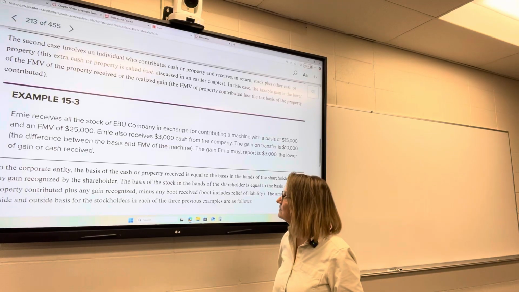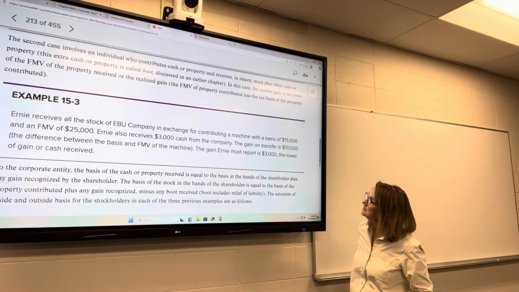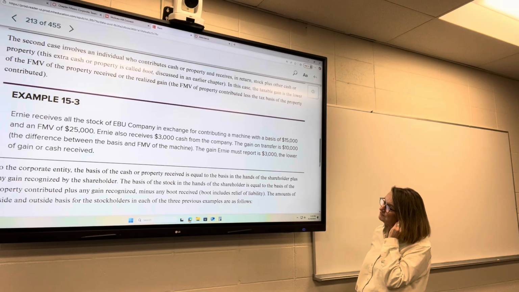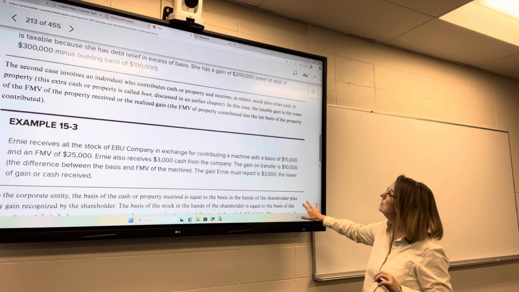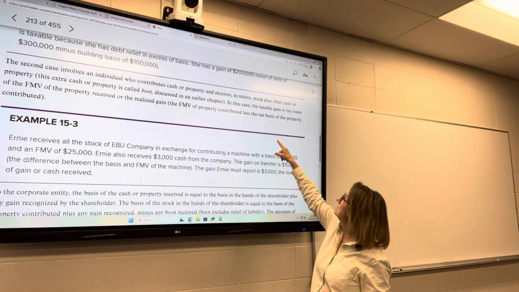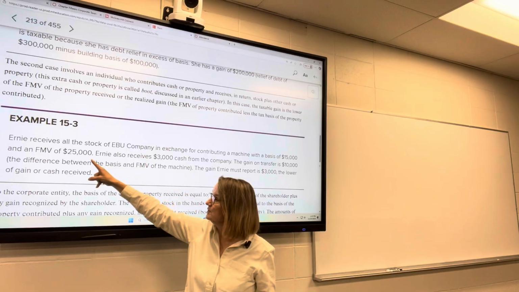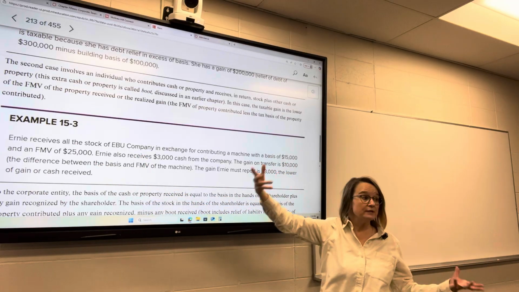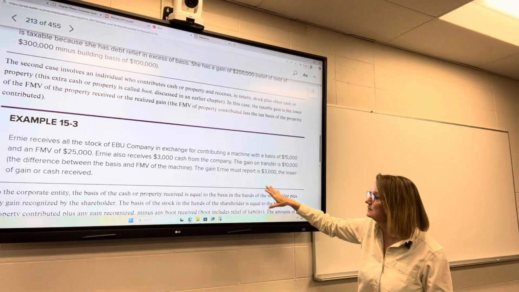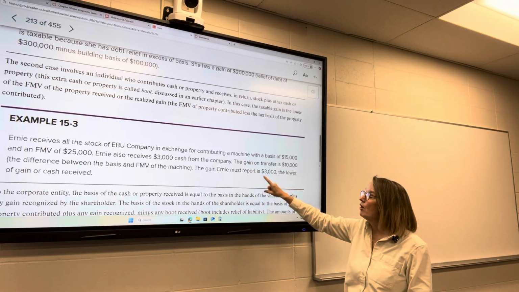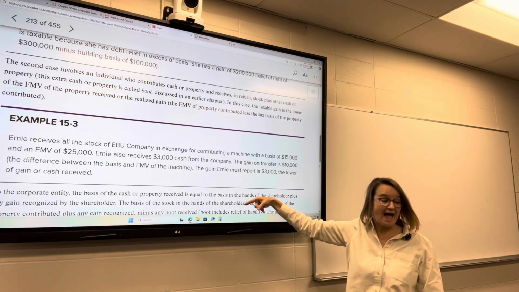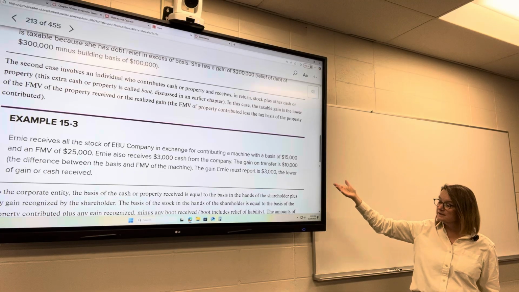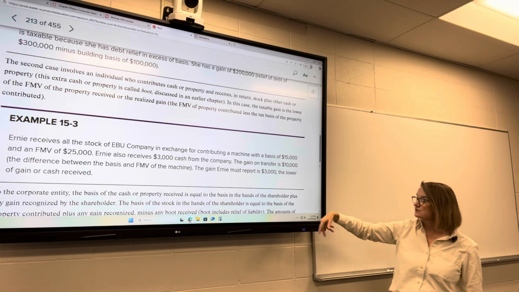Ernie's getting the stock of EBU company. In exchange, he is contributing a machine with a basis of $15,000 and a fair market value of $25,000. So here, the fair market value contributed minus the tax basis. The fair market value here is 25. The basis is 15, so he's got an unrealized gain of $10,000 on that piece of equipment. He also receives $3,000 of cash.